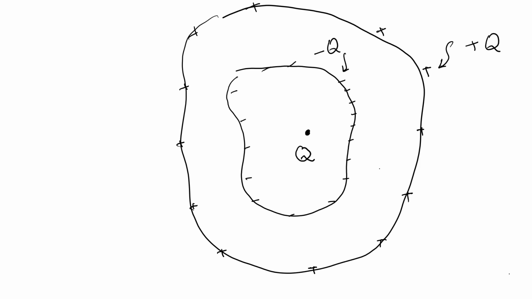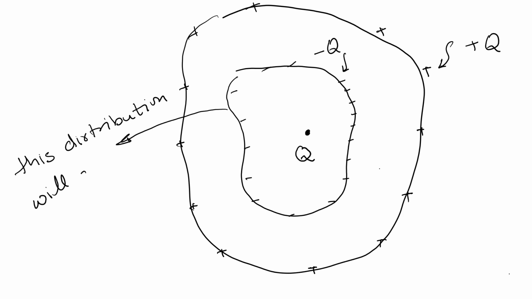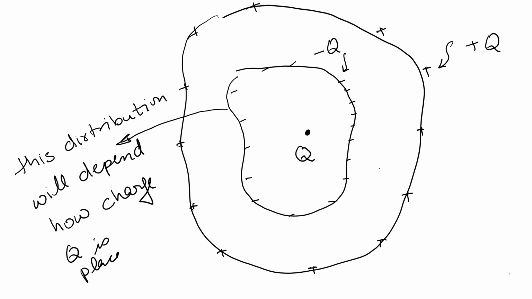As we have talked before, this distribution will depend upon how charge Q is placed in the cavity. Is it placed symmetrically or asymmetrically? How does the cavity look? The charge which is present on the inside will depend upon how this Q is placed with respect to the cavity wall.